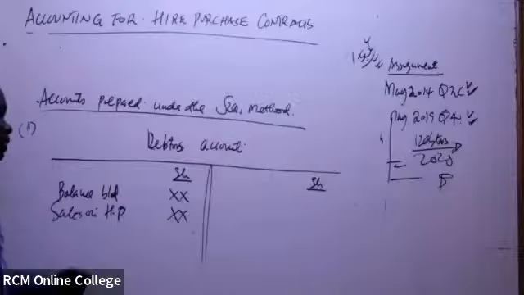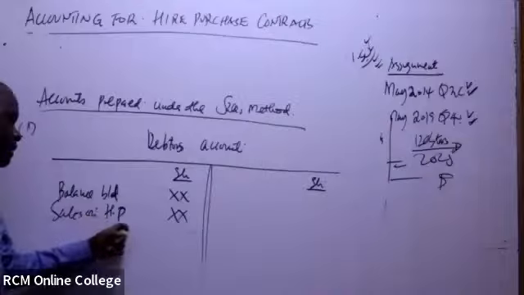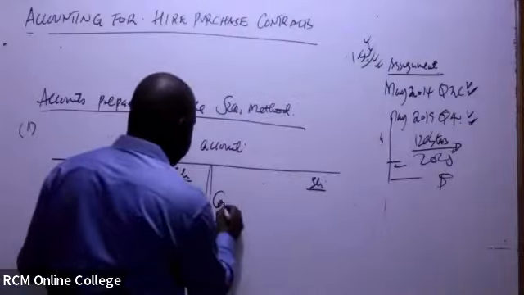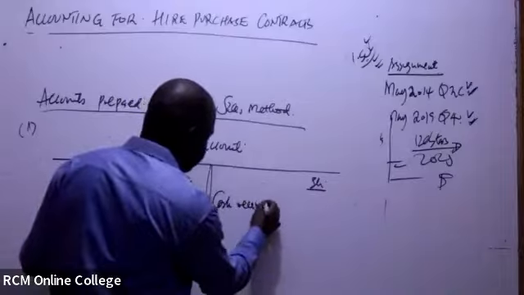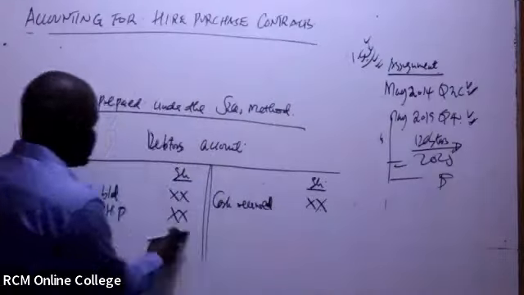But eventually, these hirers start to pay you. You sold to them on higher purchase, but they start paying you. When they pay you, you credit. So you end up receiving cash, and you credit the cash received to reduce this balance.